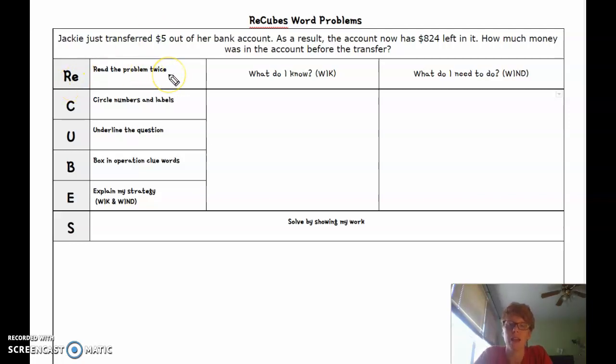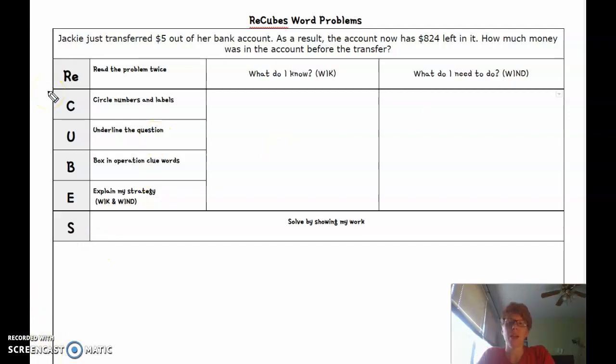Read the problem twice. I'm going to read it out loud and then I want you to read it to yourself. Jackie just transferred $5 out of her bank account. As a result, the account now has $824 left in it. How much money was in that account before the transfer? I'll pause the video and you read that problem to yourself.